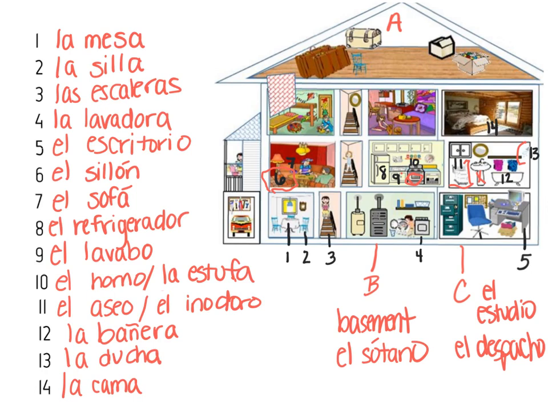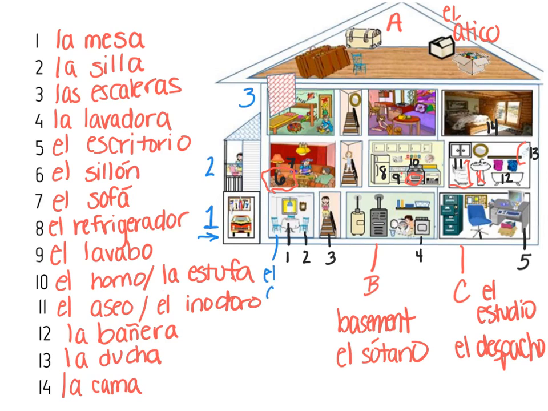Number 14 is la cama, the bed. And again, you've seen most of the things in the bedroom in the last chapter. Here at the top of the house, this house has an ático as well. If you were to look at this house and I asked you cuántos pisos hay, how many floors are there, you would count the floors. Here we would say 1, 2, 3. Hay tres pisos. En la planta baja hay el garaje, el comedor.